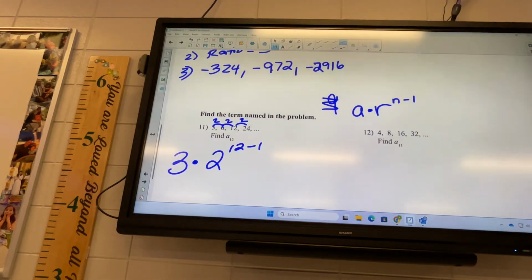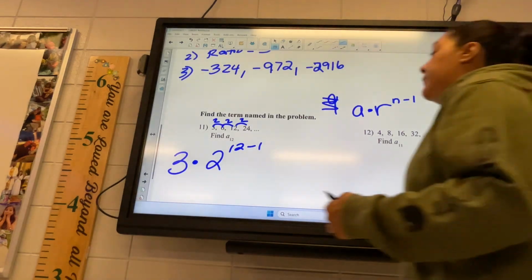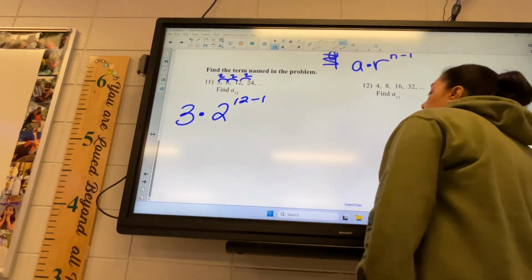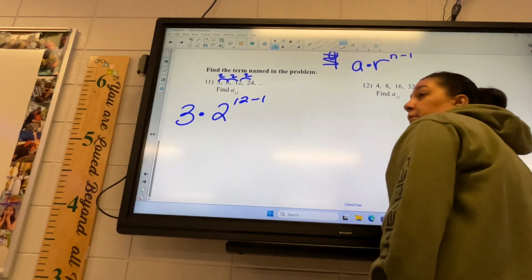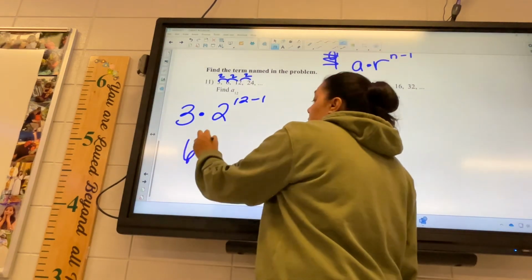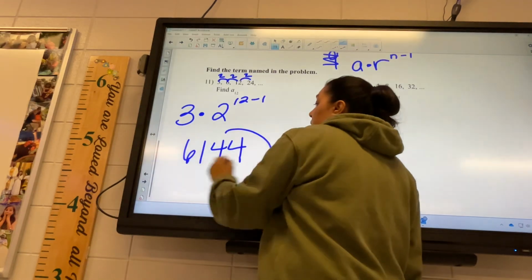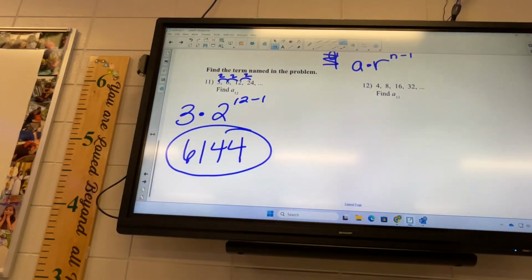So we just type that in our calculator. There's no real math there. If you can figure out the formula, then we should be golden. And so what is that? 6144. We got 4 left.